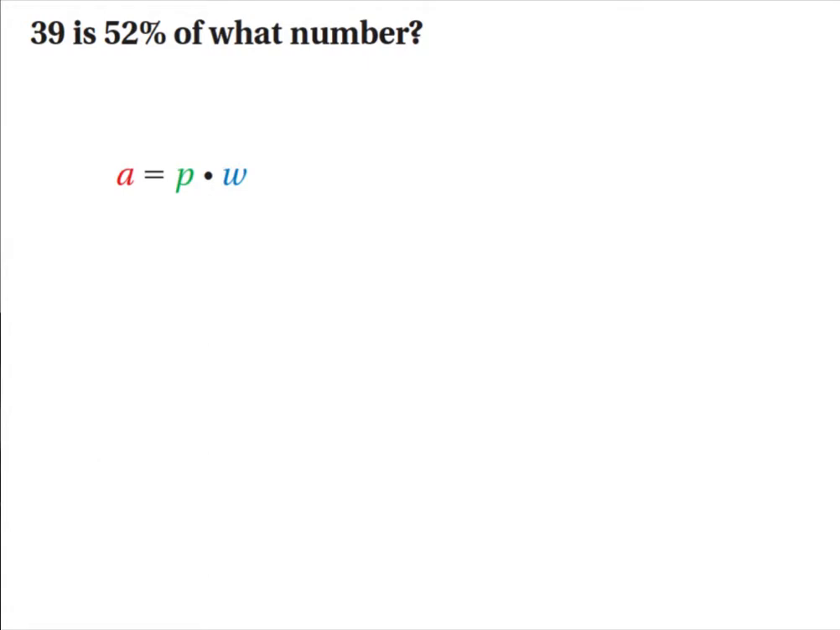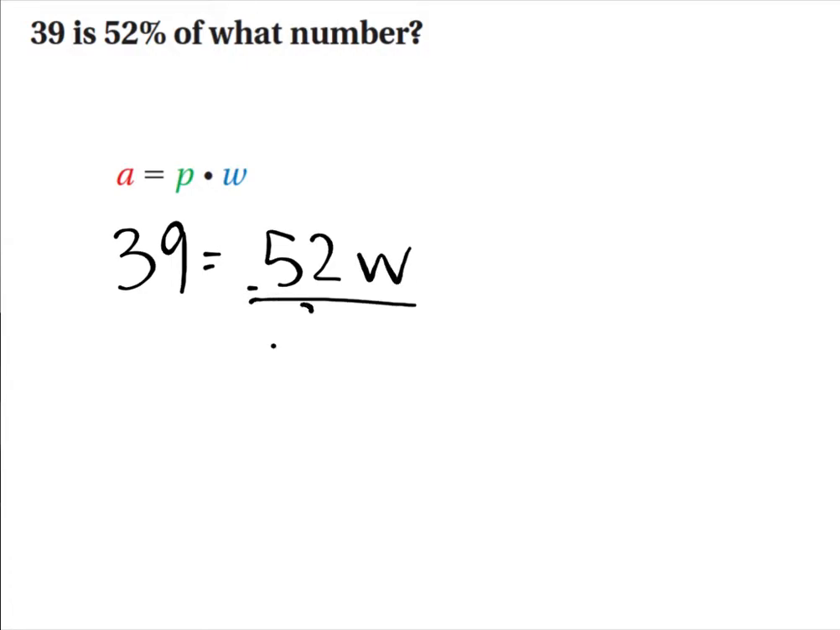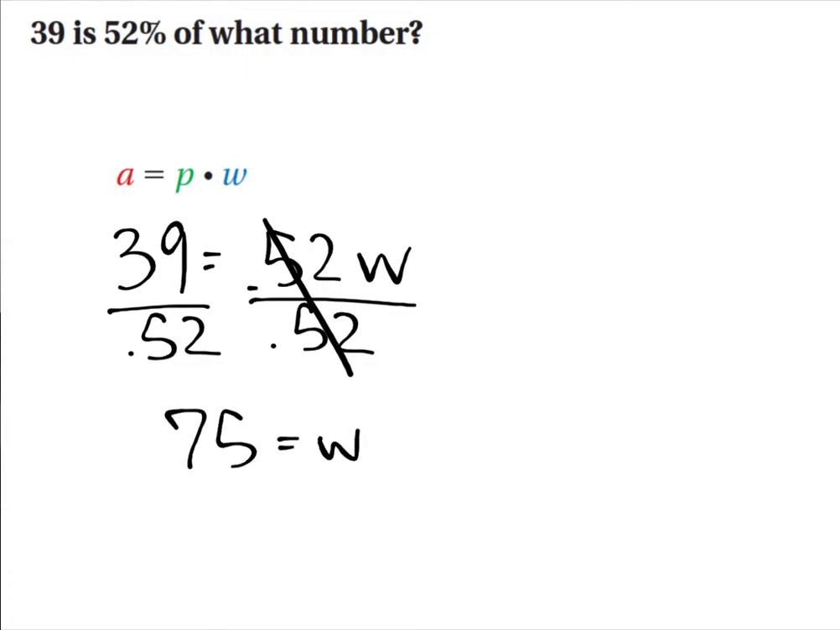39 is 52% of what number? Well, we don't know what that number is, so we're going to put in a variable. An x maybe. Let's do a w. We can divide both sides by 0.52, which again is just 52% put into decimal form. So 39 divided by 0.52 is 75. So the whole number is 75. 39 is 52% of 75.